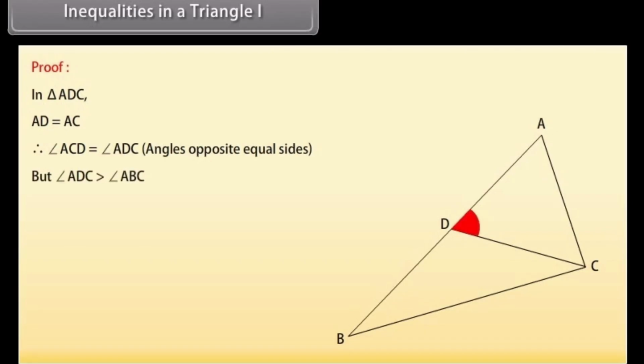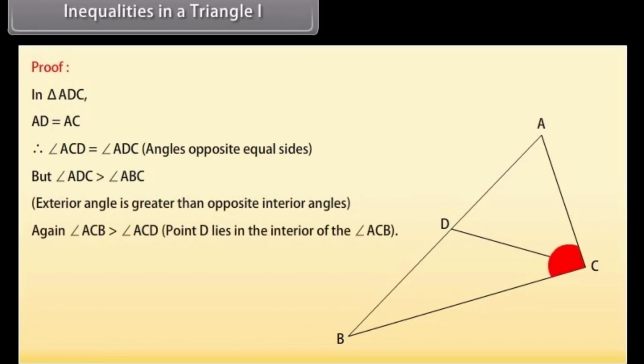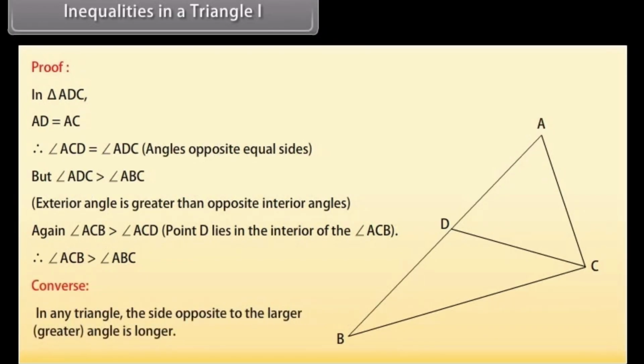But angle ADC is greater than angle ABC because an exterior angle is greater than the opposite interior angle. Again, angle ACB is greater than angle ACD because point D lies in the interior of angle ACB. Therefore, angle ACB is greater than angle ABC. The converse of this theorem is also true, which states that in any triangle, the side opposite to the greater angle is longer.